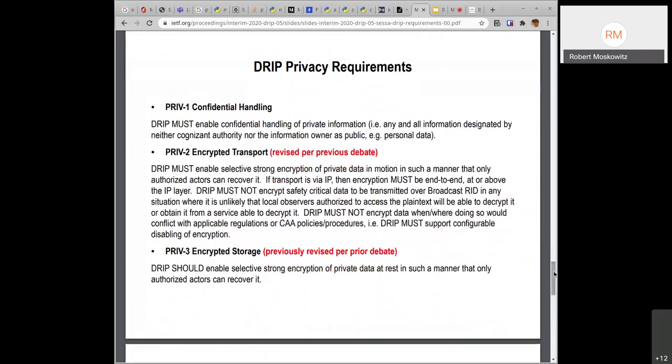Understood. So here's where most of the action is, the privacy requirements. PRIV 1, confidential handling, is unchanged. PRIV 3, encrypted storage, as of IETF 108, had been narrowed based upon prior debate, and at the time of IETF 108, we didn't have much discussion of any further change to that. PRIV 2, encrypted transport: we've been going back and forth on this because on the one hand, we're trying to provide privacy. But on the other hand, when safety is involved, transparency trumps privacy. But that transparency is not necessarily to all parties. It's only to those parties who are charged with responsibility for safety and so on. So this is the latest attempt that I have made at reconciling the two ends of that contest.